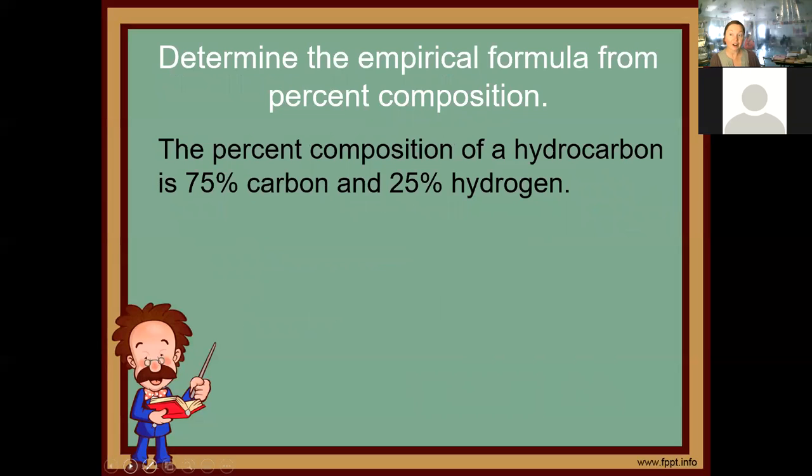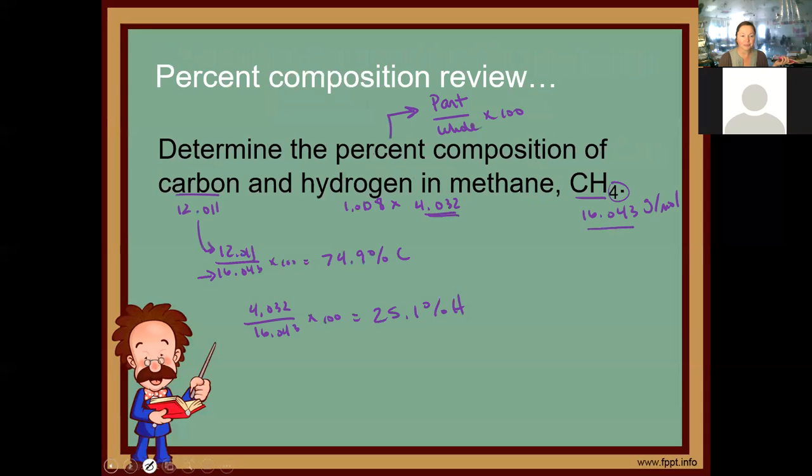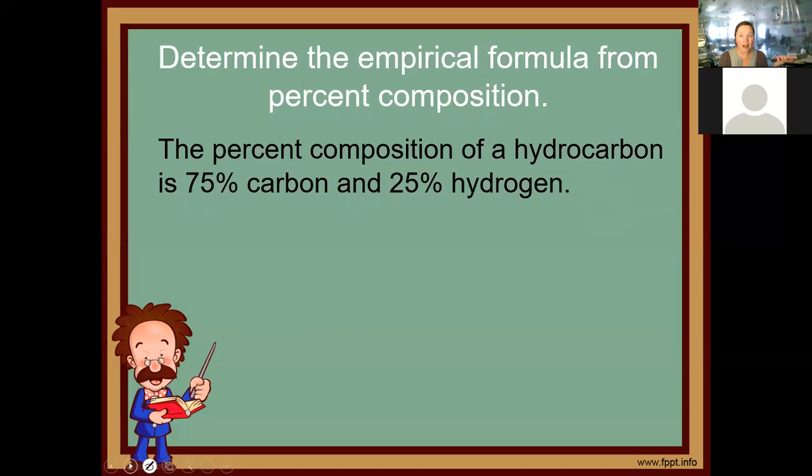When we figure out the empirical formula from data, sometimes I don't have a picture or a molecular formula. Sometimes we just have data. Sometimes we have percent composition as our data. We're going to just do this backwards. So here, I took mass divided by mass times 100 to get to percent. Here, I'm going to turn my percents back into moles.